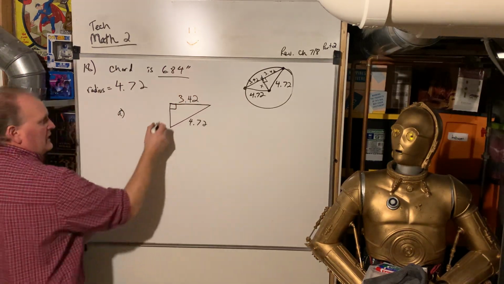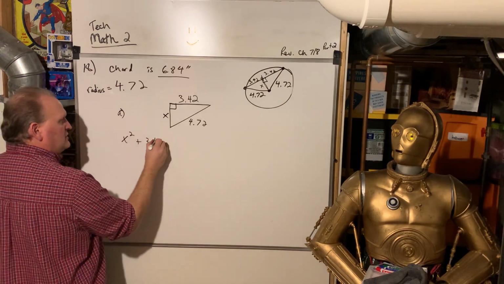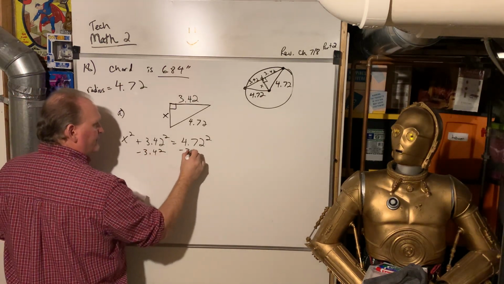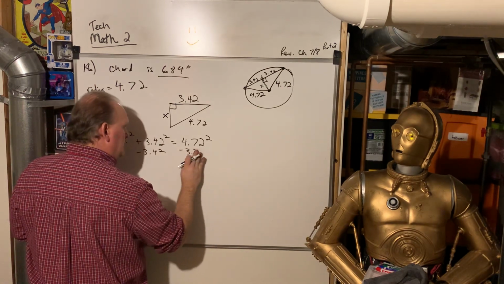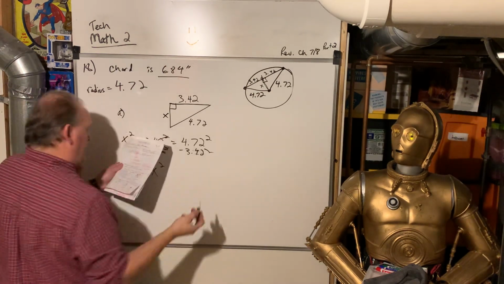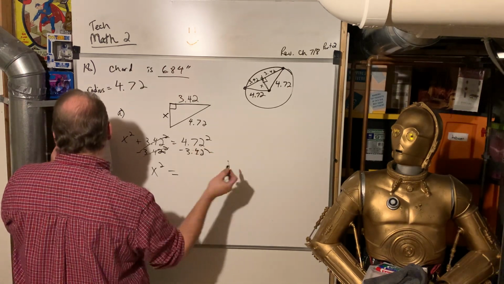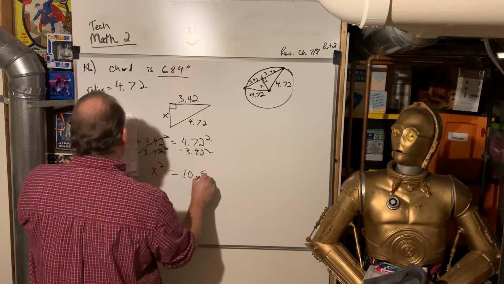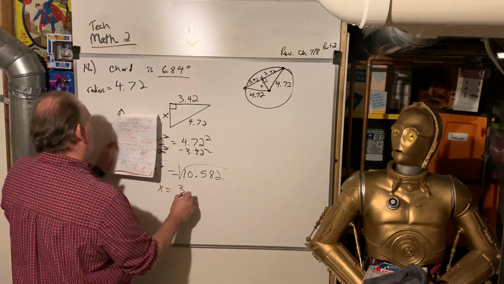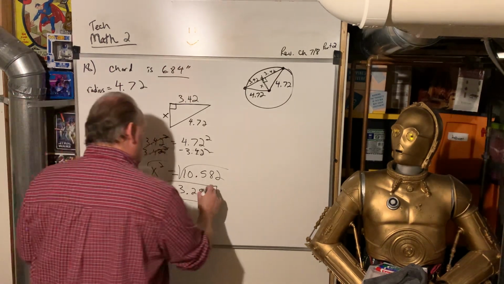So now we just use the Pythagorean theorem. I'll call that x. a squared plus b squared equals c squared: x squared plus 3.42 squared equals 4.72 squared. Then I subtract 3.42 squared, so that goes away, and I end up with x squared equal to 10.582. Then I take the square root. It's plus or minus, but we only want the positive because it's a length. So 3.2529, we'll call it 3.25 inches. So we found x.